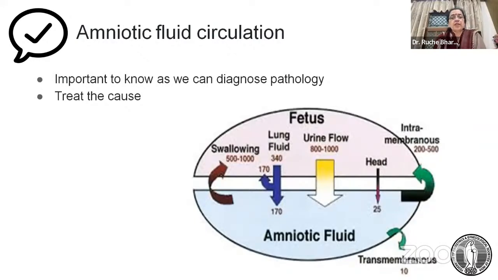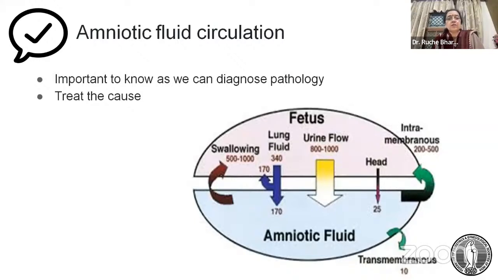Lung fluid secretion is 340 ml, but half of it is reabsorbed by the system. Urine flow we can take as around 800 to 1000 ml. There is intramembranous exchange of 200 to 500 ml, and transmembranous is about 10 ml. So roughly about 500 ml each hour is leaving and entering the amniotic sac.